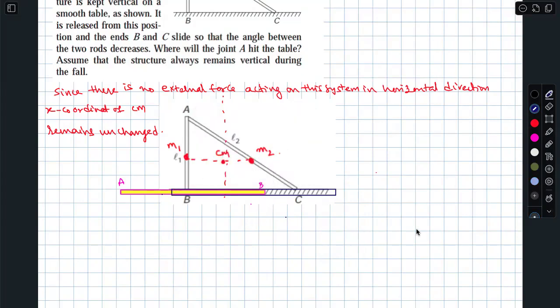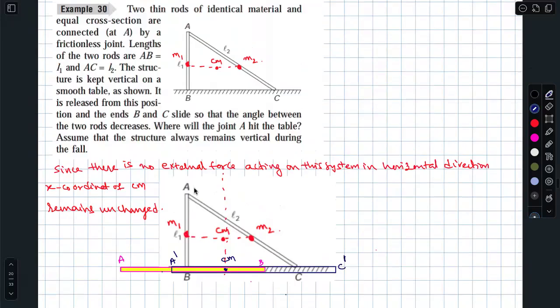Right, so now this may be some A dash and this end may be some C dash, but still the center of mass is here only. Agreed? Now I am writing certain terms.